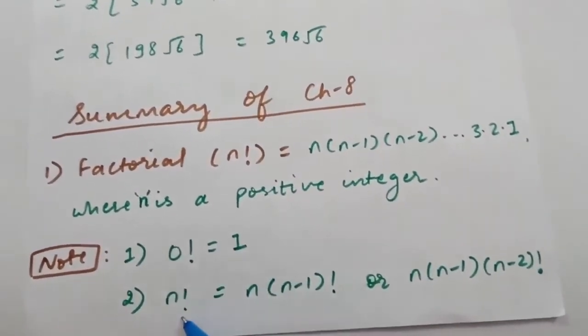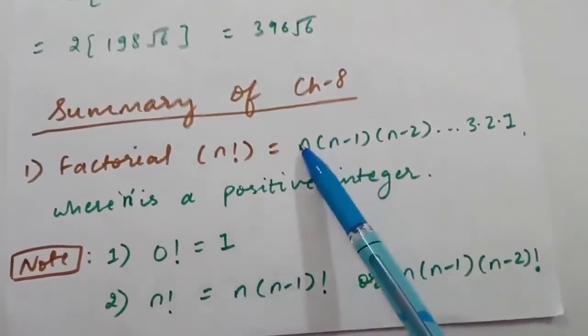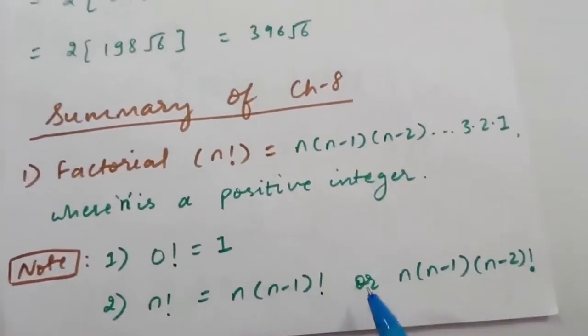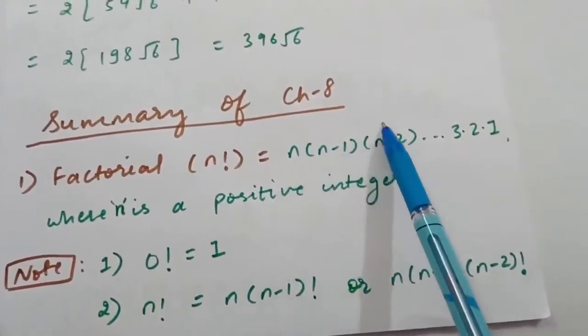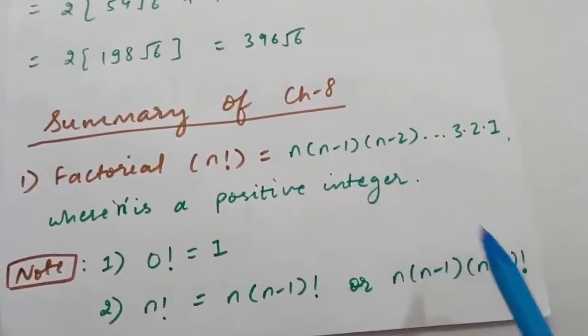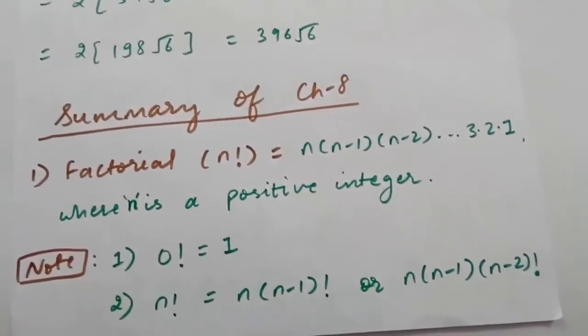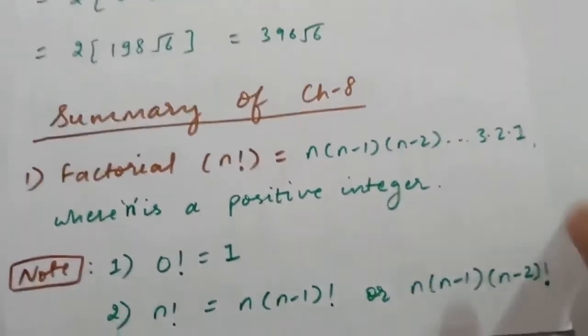Also we can write n factorial as n into (n minus 1) factorial. Leaving this n, this is now (n minus 1) factorial. Or we can write it as n into n minus 1, and the left part is (n minus 2) factorial, right? So according to our need, we can write n factorial as this or this, right?